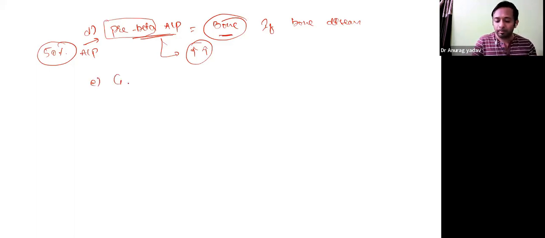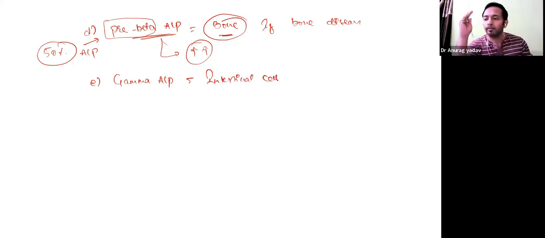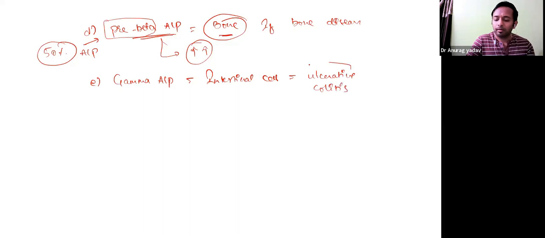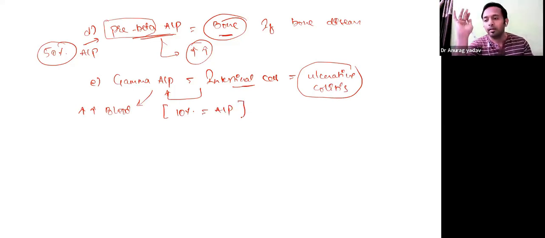Next, E type, that is the gamma ALP. Why they are called alpha, gamma, beta, I'll tell you next. Gamma ALP originates from intestinal tissue or intestinal cells. So whenever there is some disorder of intestine, like say ulcerative colitis, because it is a disease of intestine, the intestine contains a lot of this kind of ALP. When there is damage to the epithelial cells of intestine, it leaks into the blood, and the concentration of this isoenzyme will get elevated. Normally, it is only 10% of total ALP. Whenever there is damage, it will increase to more than 10%.